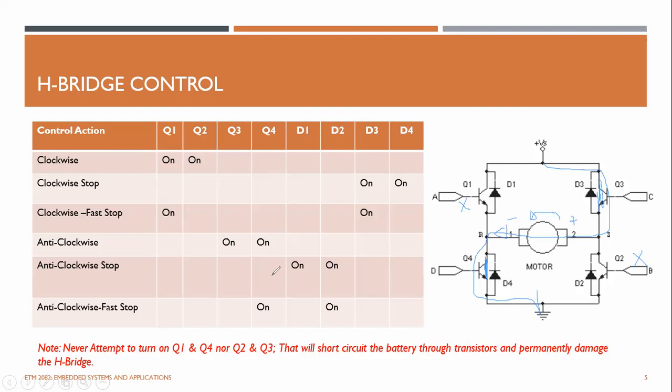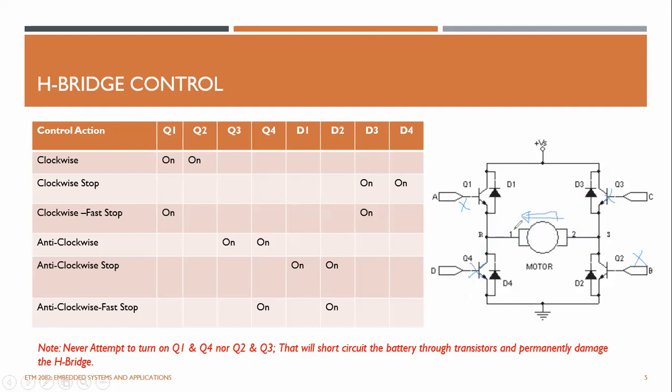Okay. And if you want to stop the motor, what you can do is just turn off all these switches. This is turned off and this is turned off. And the current flow was in this direction. So the magnetic field is there, so it needs some time to disappear.